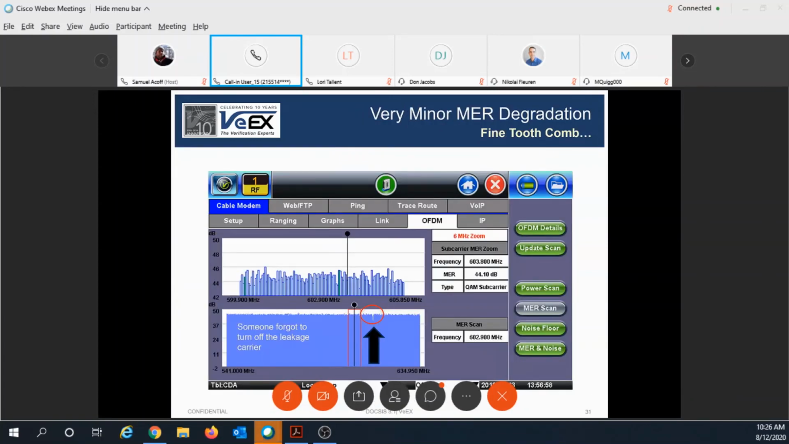I mentioned fine-tooth comb before. This nice looking MER on the bottom has a little tiny spot where somebody forgot to turn off a leakage carrier, so that little spot got picked up. No customer in a million years out in the field using a modem is going to see this. They're not going to have degraded throughput significant enough to call for trouble, but the meters themselves will all pick this kind of stuff up.